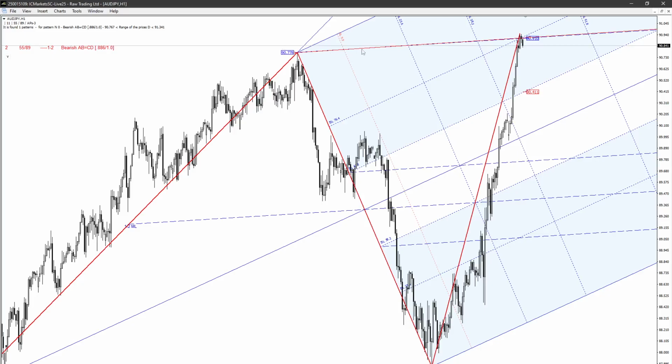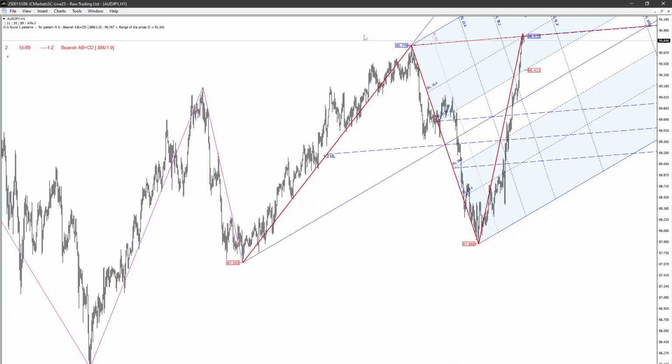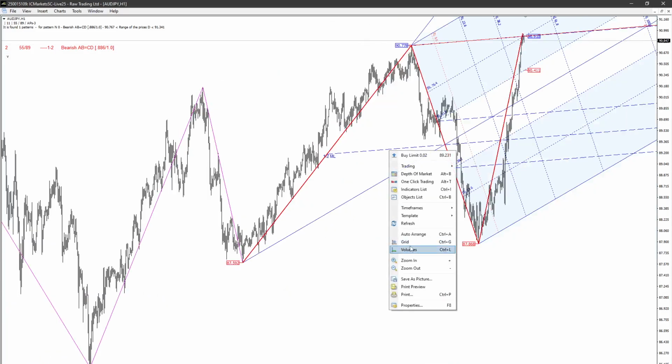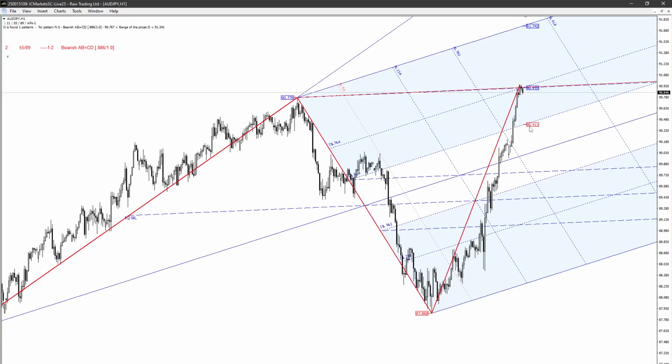Okay, so this is a hypothetical resistance, this is a known support. So hopefully that's quite clear. All right, so for looking for an entry, according to the hourly, we're probably going to have to look at 90.41 for a bounce. Alternatively, look for longs above 90.91.